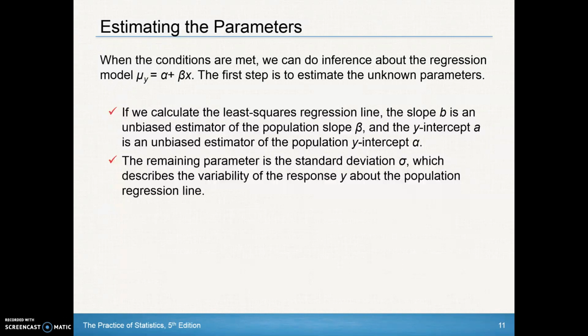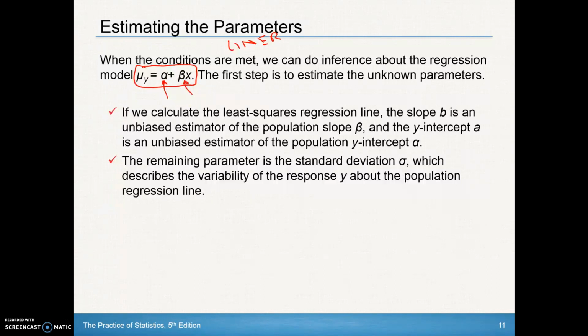Well, when all the conditions are met in our Box 2, our linear mnemonic device to help us remember what we do in Box 2, if those conditions are met, we can do inference about the regression model. This is our true population model. We can make inferences about that. And the first step is to estimate the unknown parameters, to estimate our alpha and estimate our beta.